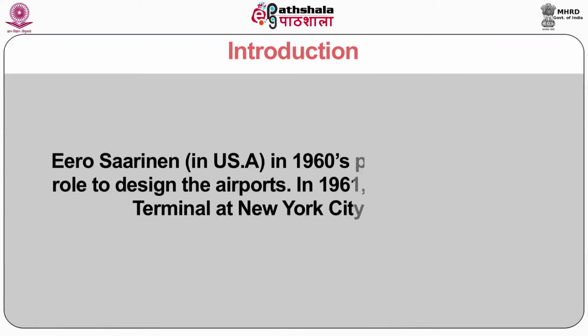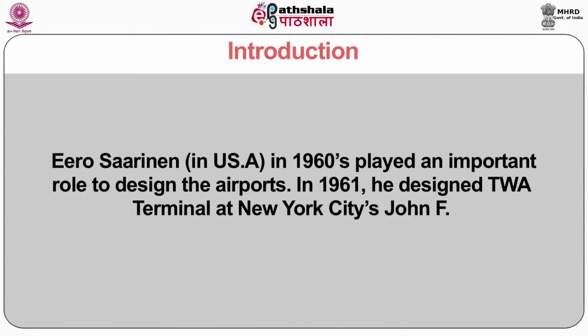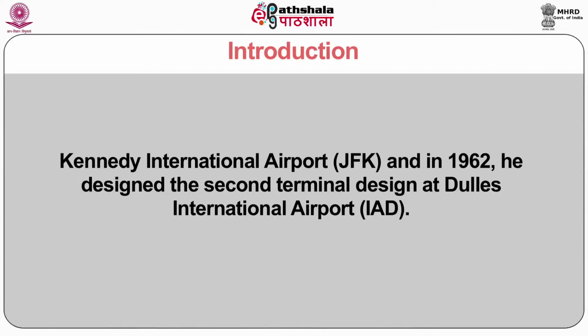Eero Saarinen in 1960 played an important role to design the airports. In 1961, he designed TWA terminal at New York City, John F. Kennedy International Airport, and in 1962, he designed the second terminal design at Dulles International Airport, that is IAD. But surely these terminals had been designed not keeping in mind the guidelines, however they acted as symbols for further growth. And clearly it necessitated more systematic and proper planning for airport and terminal plannings for the future generations.